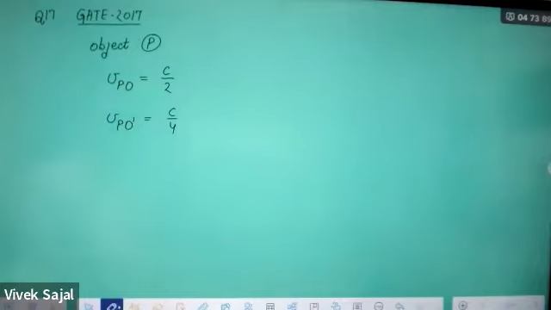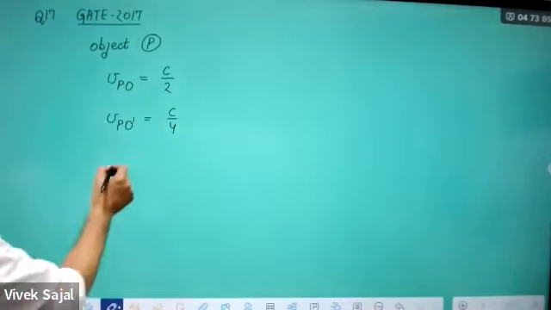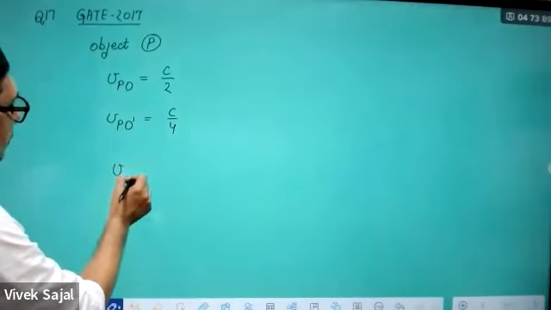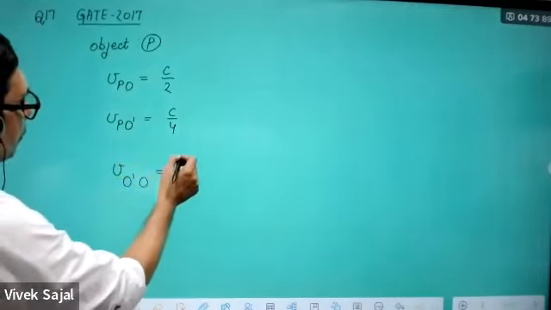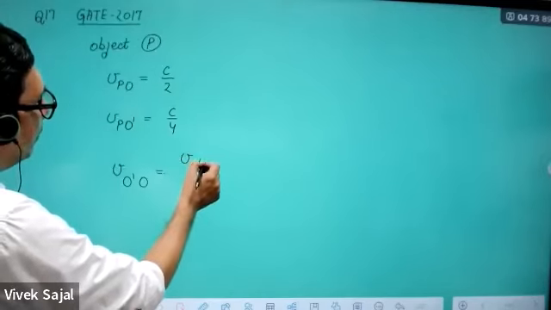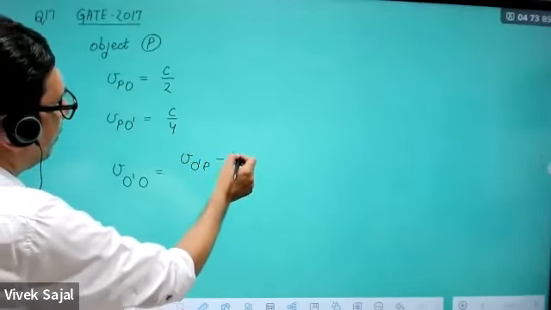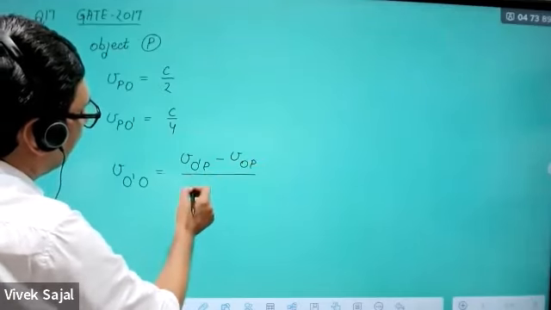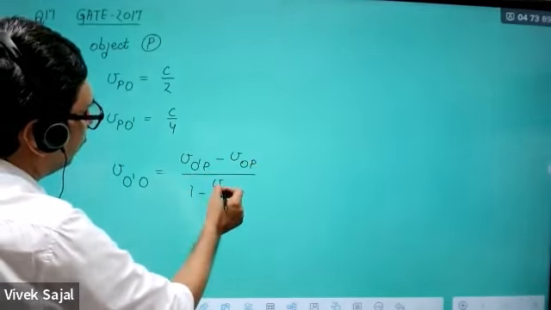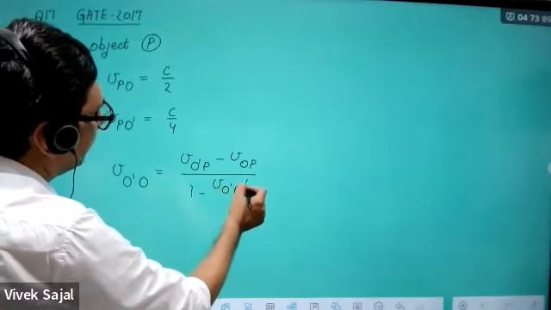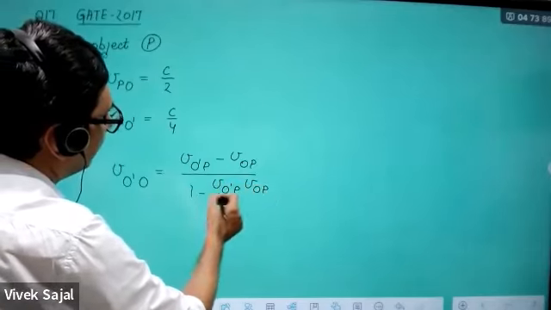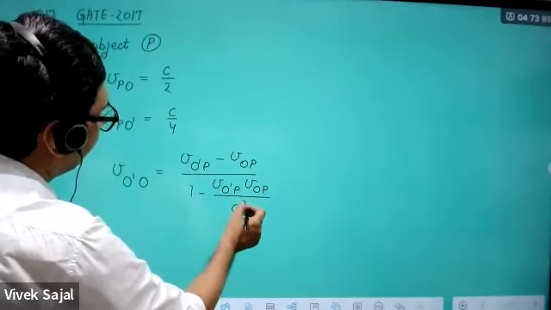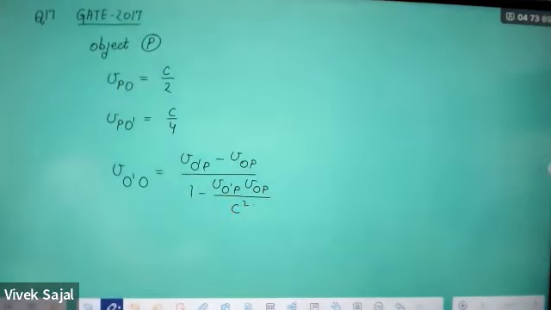The relative velocity of O prime with respect to O: velocity of O prime with respect to P minus velocity of O with respect to P, divided by 1 minus (velocity of O prime P times velocity of OP) over c squared. Calculate it, beta. Substitute these values and find out.